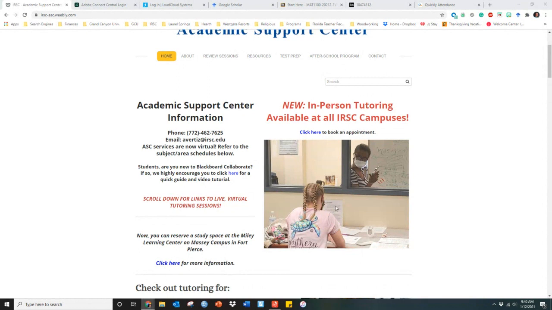You can do that without an appointment, but it is preferred you make an appointment to guarantee you time with that tutor. So you would just click on that "click here to book that appointment," and it will take you to the website where you would do that. It asks for your student name, student ID, that whole thing.